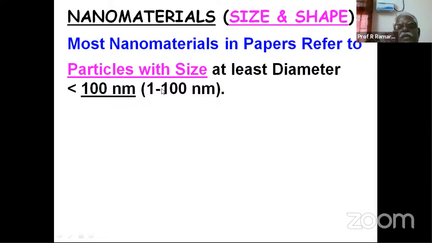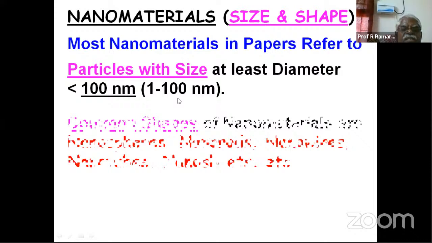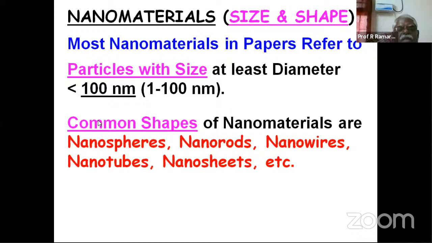So this is the size. You can vary the size anywhere between 1 to 100 nanometer for each material. Coupled with the size, if you are also able to control shape, that's wonderful. The common shapes of nanomaterials are nanosphere, nanorod, nanowire, nanotube, nanosheet, etc. A sphere means a round particle. A rod is a lengthy one. A wire is much, much smaller in size but has a long length. Then tubes, like the carbon nanotube, and sheets, like graphene sheets. These are the known shapes.